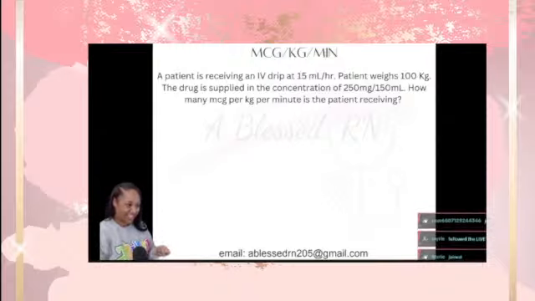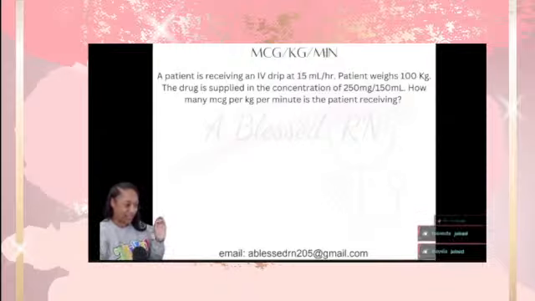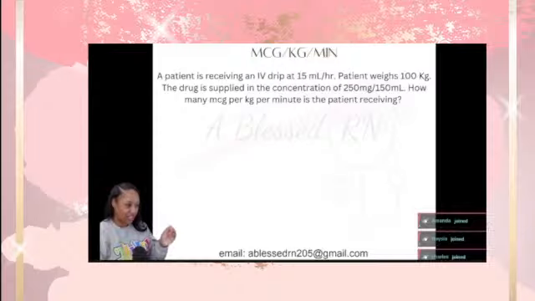A patient is receiving an IV drip at 15 milliliters per hour. The patient weighs 100 kilograms. The drug is supplied in the concentration of 250 milligrams per 150 milliliters. How many micrograms per kilogram per minute is the patient receiving?